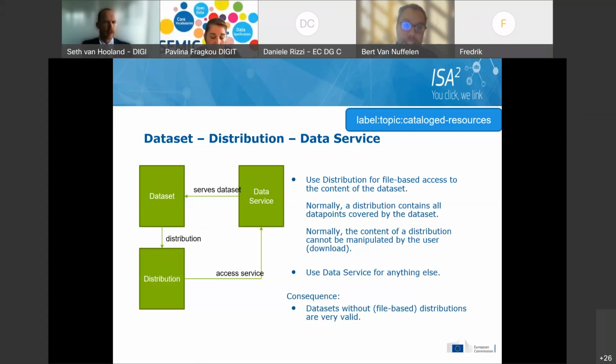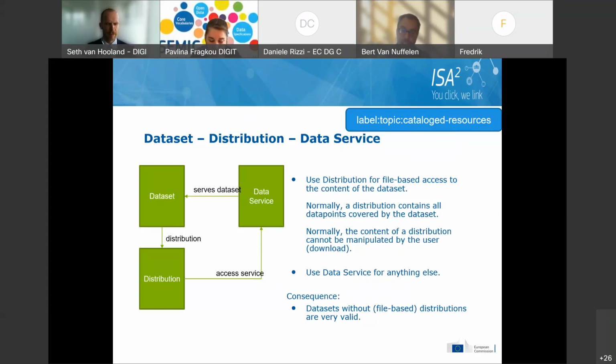We had extensive discussion on what is a dataset distribution and a data service, and there are a lot of issues related to that topic. And in blue, you see on the top level the way how you can get to the GitHub issue. So if you select the label topic catalog resources, then you have all issues that are related to this topic. And if it's a hash number, then you can point to the specific GitHub issue.